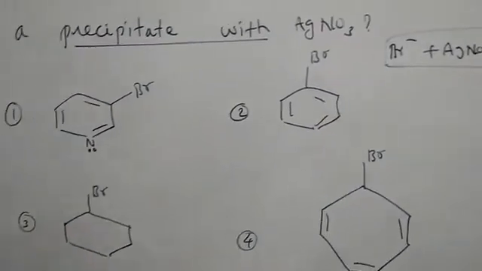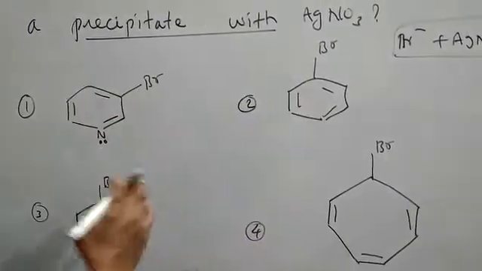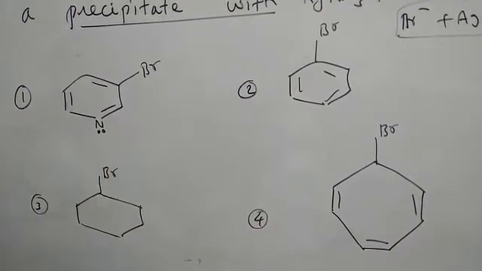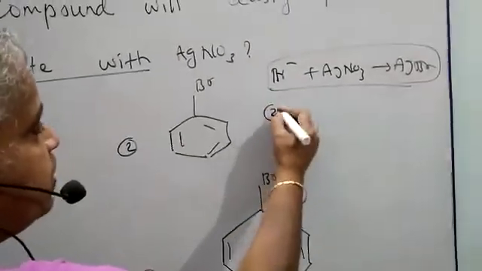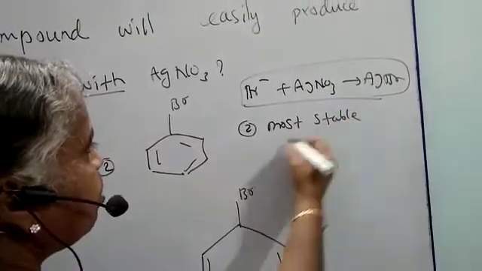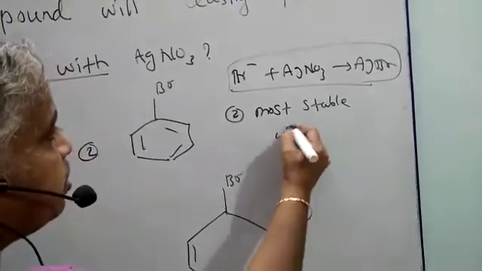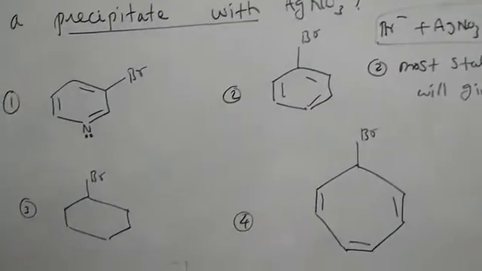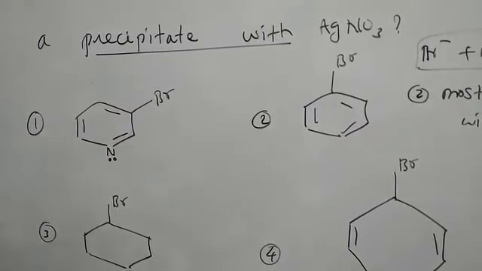So this is point number 1. Number 2 is, whichever is easy to give the Br is going to give a stable precipitate. When it is easy to give, the more stable compound will give it easily. Or I can say after Br is removed, the carbocation formed should be stable. That is the stable carbocation. That is coming to the knowledge.